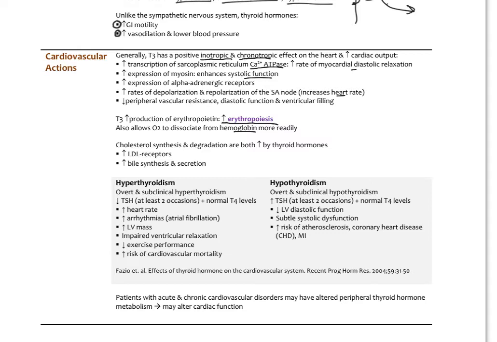Again, I put this under cardiovascular because we're always looking at cholesterol as an atherosclerotic cardiovascular disease risk factor. But the thyroid actions will increase cholesterol synthesis and degradation. So it's going to increase the amount of bile that's made and excreted, so that'll get rid of cholesterol. But also the thyroid hormones increase the number of LDL receptors, which will take LDL out of circulation.